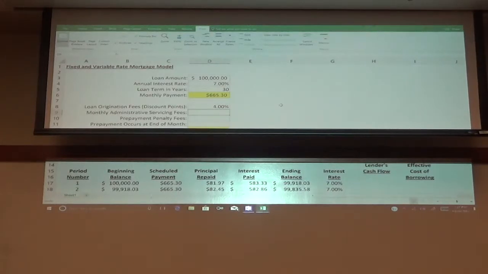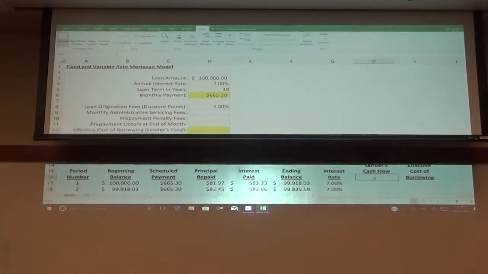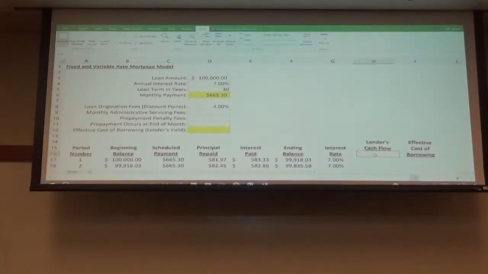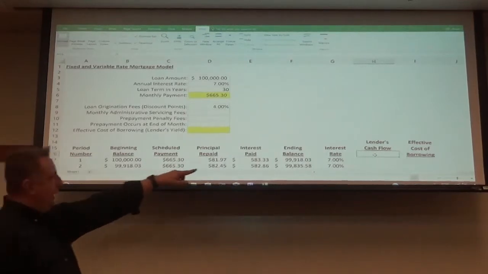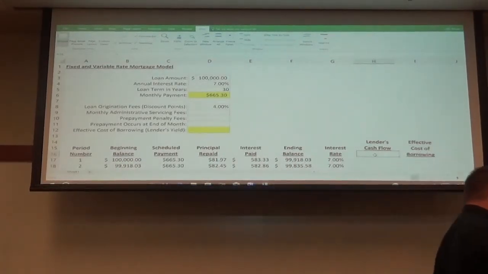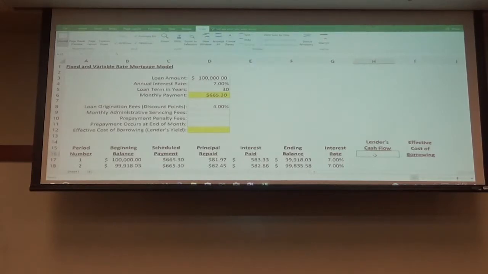Now, we go over here to what I'm going to call the lender cash flow column. All right? I need to lower my screen a little bit so you can see it. The lender cash flow column. What this column is, is a way for me, as the lender or as the borrower, to track the actual cash outflows and cash inflows from the lender's perspective.